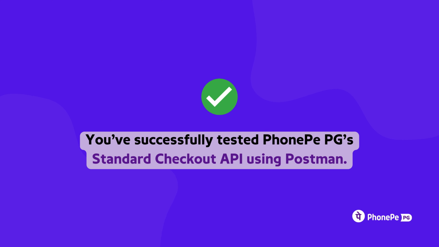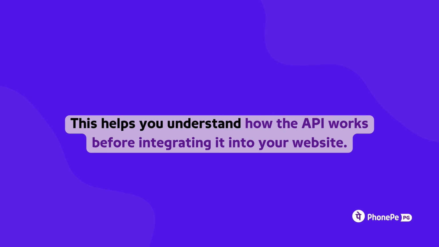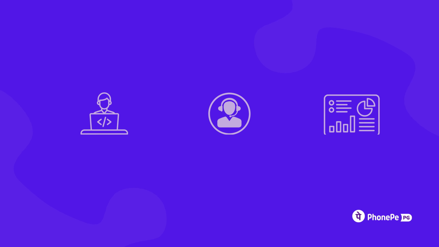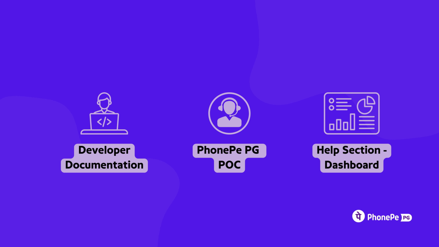And that's it. You have successfully tested PhonePe PG's standard checkout API using Postman. This helps you understand how the API works before integrating it into your website. If you run into any issues, refer to the developer documentation, reach out to your integration point of contact, or use the PhonePe PG dashboard to reach out to us.